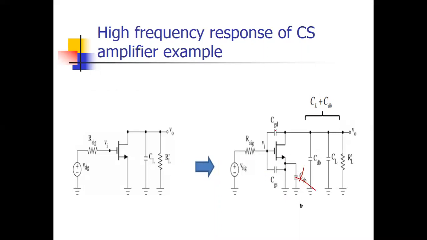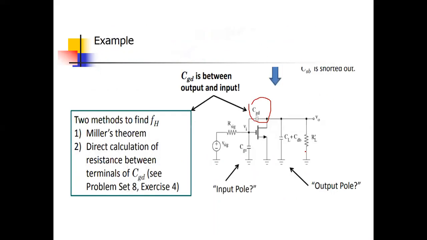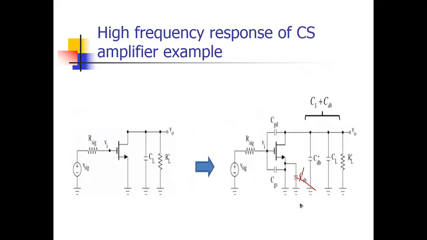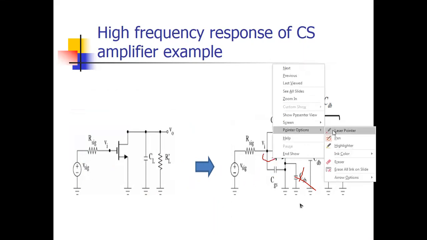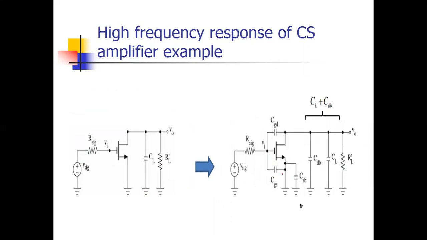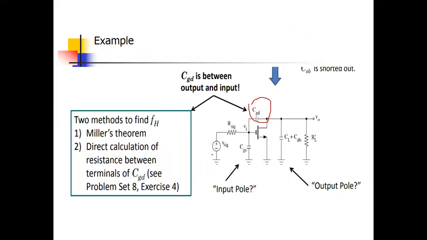Now CGS, CGD, and CDB. Both of these add up due to the parallel combination, CDB plus CL. Now CGS and CGD. The gate is your input terminal and the source is ground, so there is no issue with this. It will be connected from input to ground. So CGS is done. Input terminal to ground, because the gate is your input terminal, the drain is your output terminal, and the source is your ground. So CGS is the input capacitance.